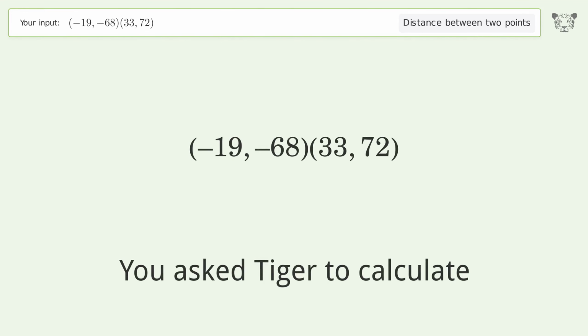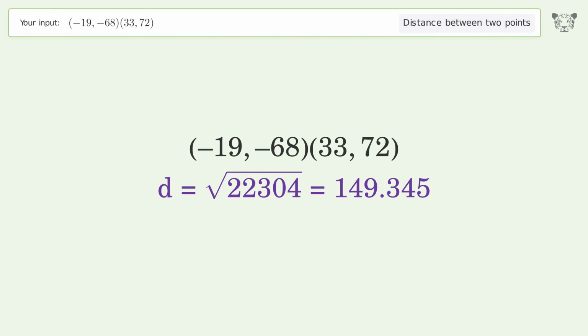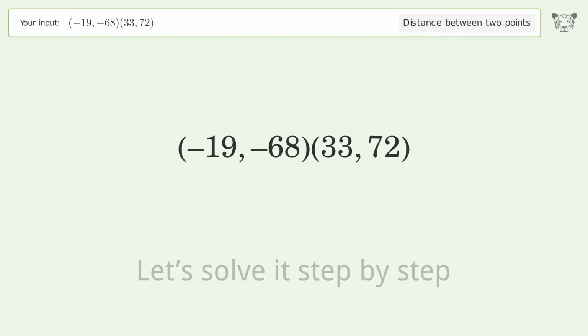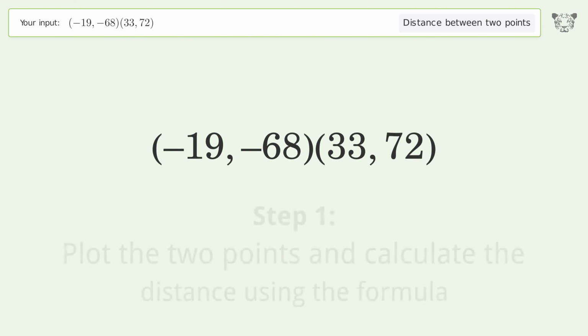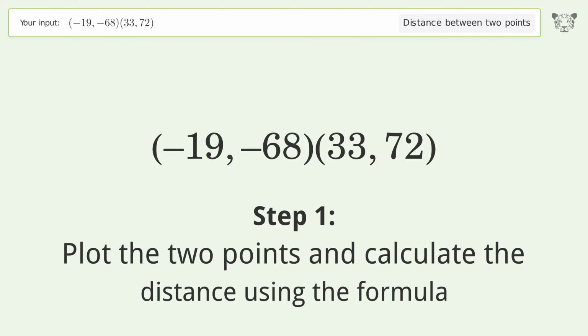You ask Tiger to calculate. This deals with the distance between 2 points. The distance between the 2 points is the square root of 22,304 or 149.345. Let's solve it step by step. Plot the 2 points and calculate the distance using the formula.